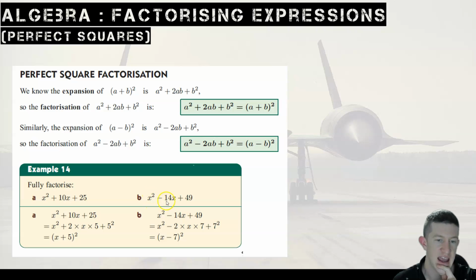In this case, x squared minus 14x plus 49, I use the same process. Straight away I know x is the first term, that's my a, and now I can look at 49. What's 49 in terms of something squared? It's 7. 7 times 7 is 49, so it's a 7. And the last thing I need to check is that I had a negative here, so I end up with (x − 7) all squared.